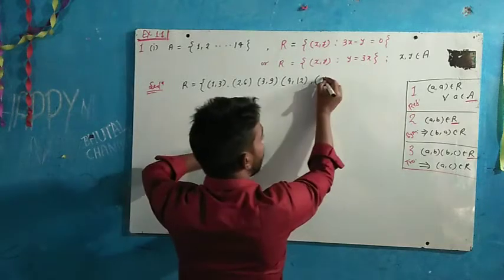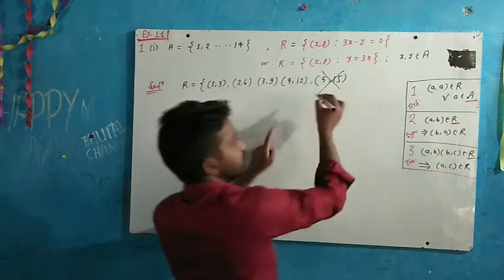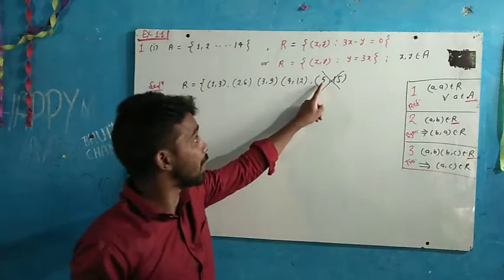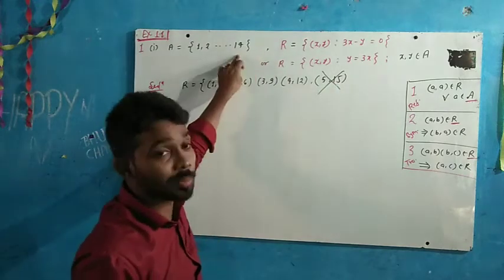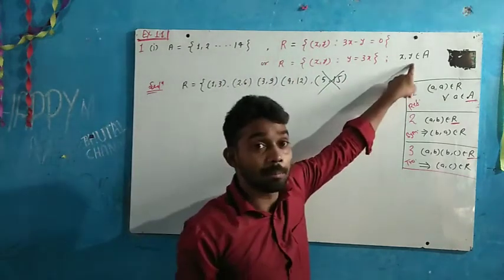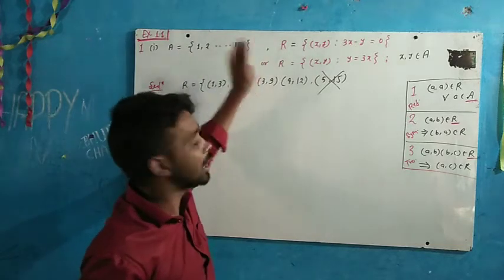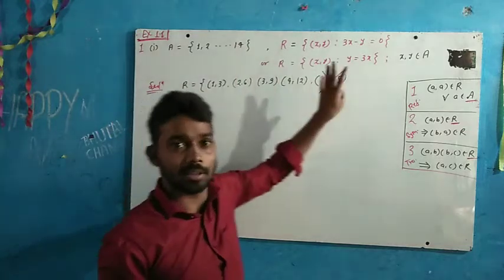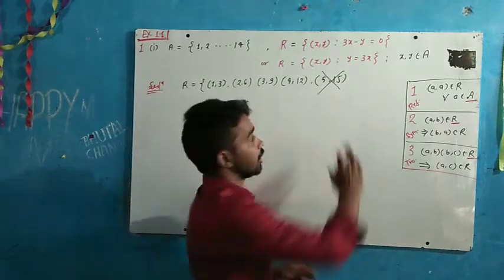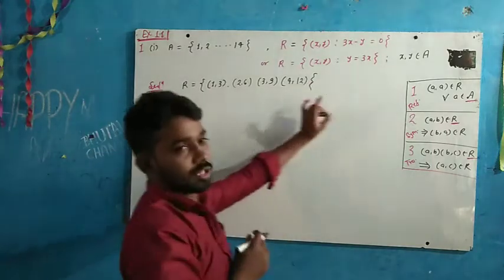It means the pair (5, 15), but this element we cannot get. Why? The x value 5 is possible, no doubt, but the y value 15 is not possible, because both x and y belong to capital A, and the limitation is given that x and y both lie from 1 to 14 only, not 15. Clear? So this pair (5, 15) we cannot take. It means this R can be written in the roster form.